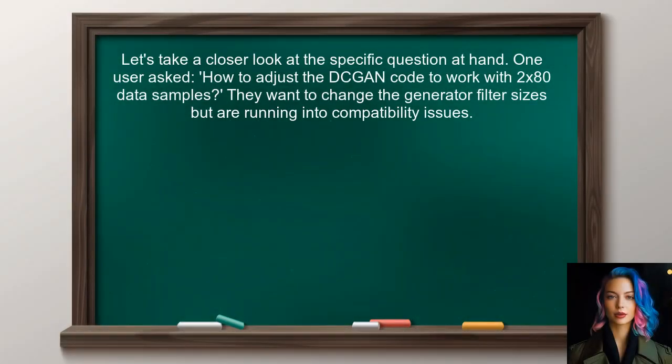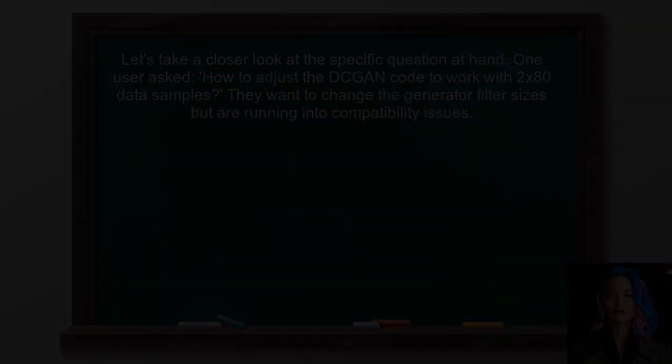Many developers face similar challenges when working with deep learning models. Let's take a closer look at the specific question at hand. One user asked how to adjust the DCGAN code to work with 2x80 data samples. They want to change the generator filter sizes but are running into compatibility issues. Sound familiar? Let's explore this together.